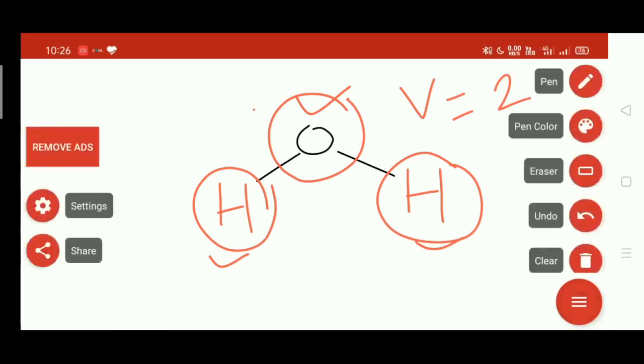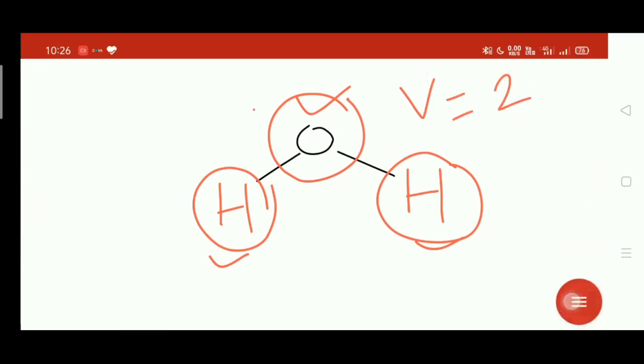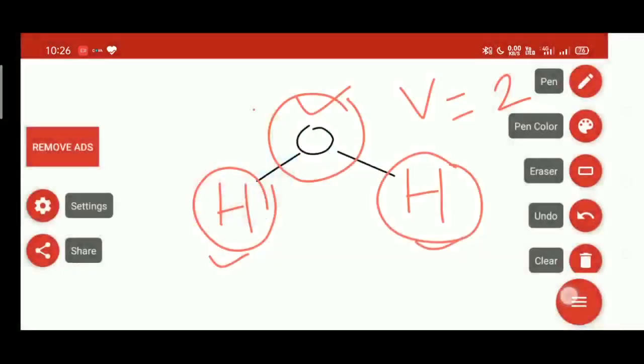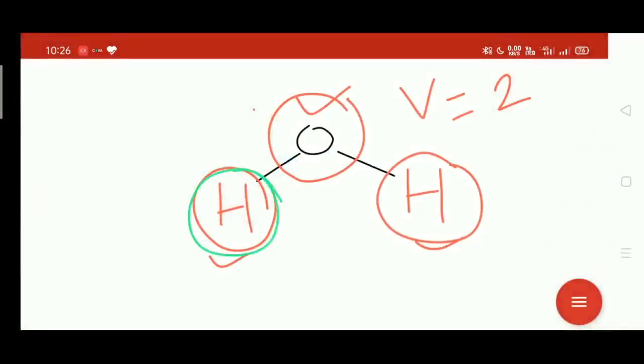Similarly, if we focus on hydrogen, let us say this hydrogen, we will see that in this case one atom of hydrogen is combining with only one atom of oxygen. That means the combining capacity or valency of hydrogen is 1. So basically, valency is the combining capacity of an element. That means it tells us the number of atoms of an element which combine with the number of atoms of another element to form a chemical compound.